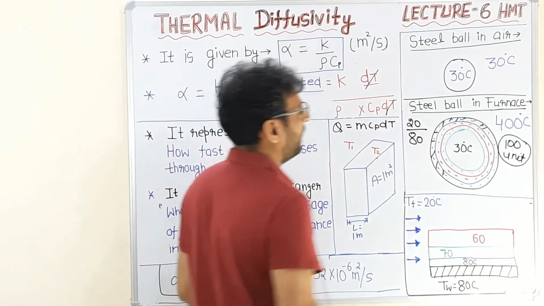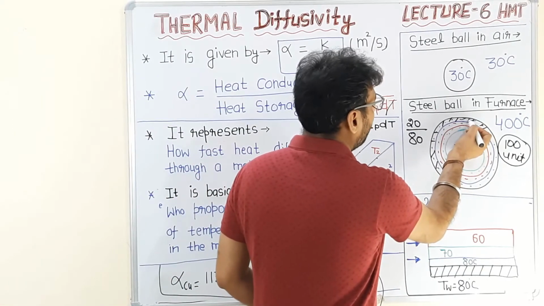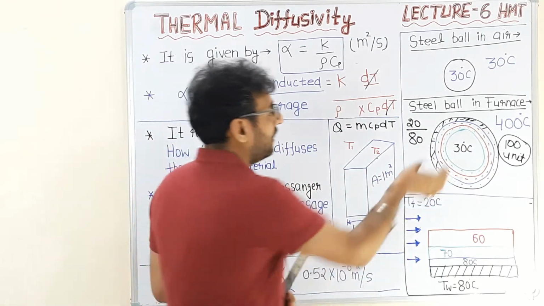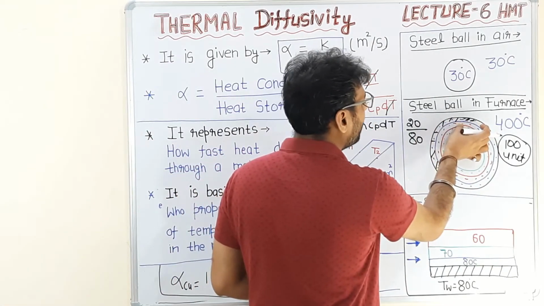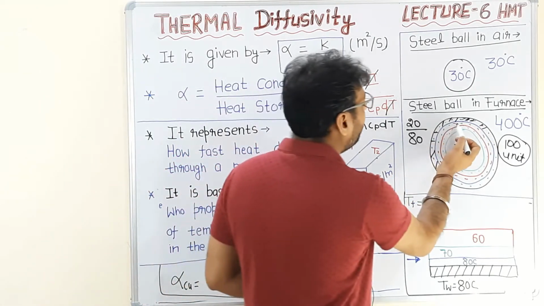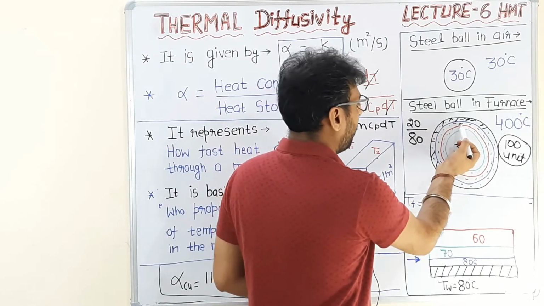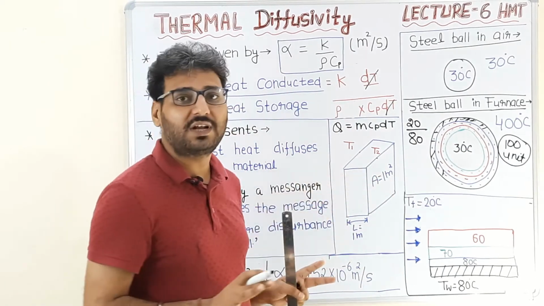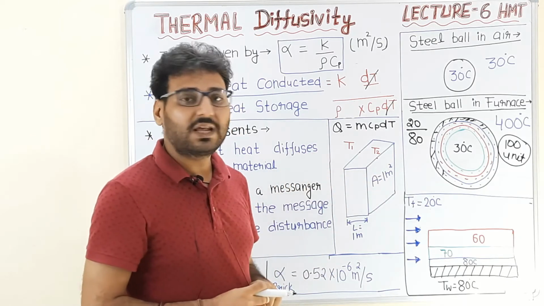Now what will happen? It will absorb 80 units and increase its temperature, but it transmits a very small amount, which is 20. Further, the second layer will do the same thing. It will absorb the major part and conduct very little, because thermal diffusivity is the same for the whole material.